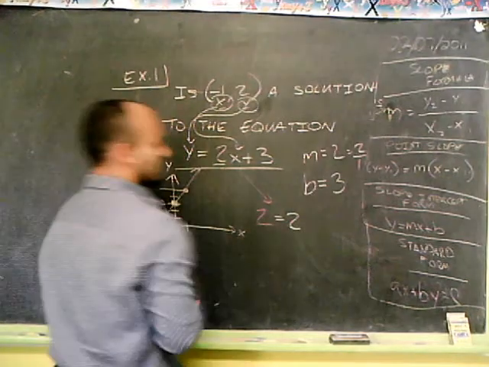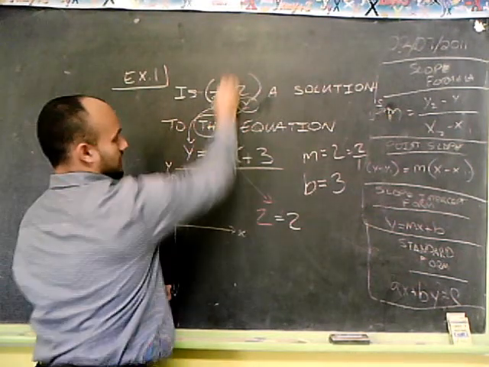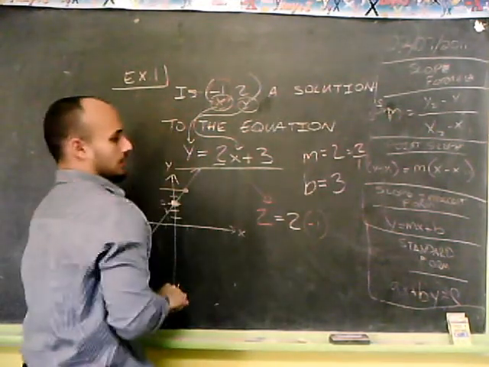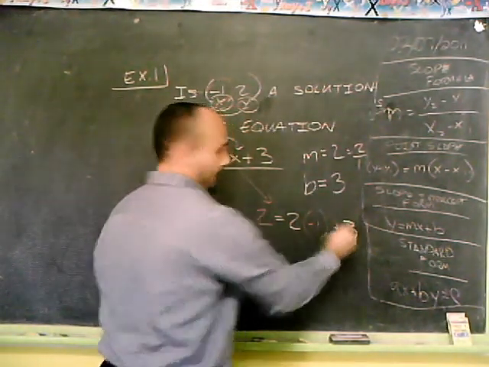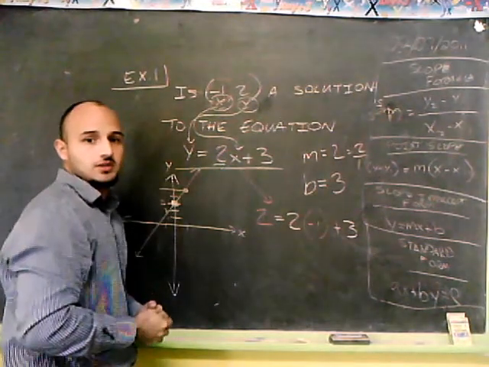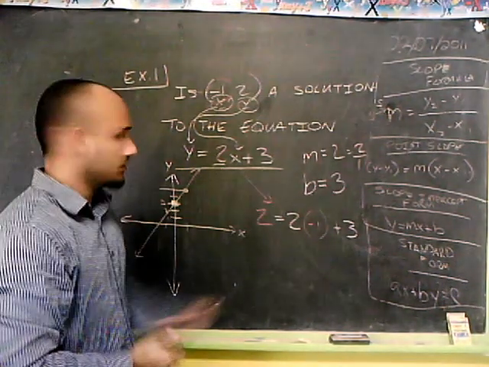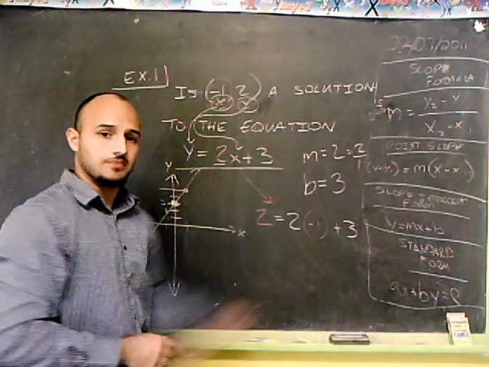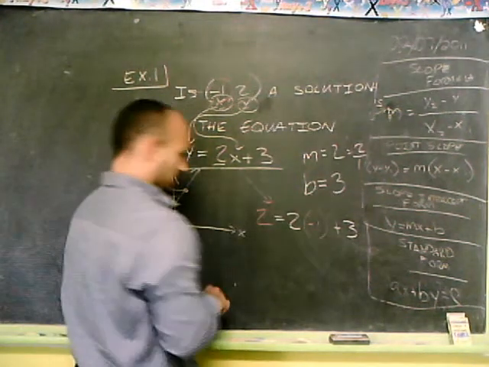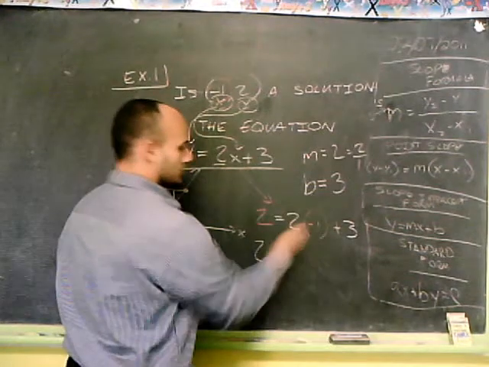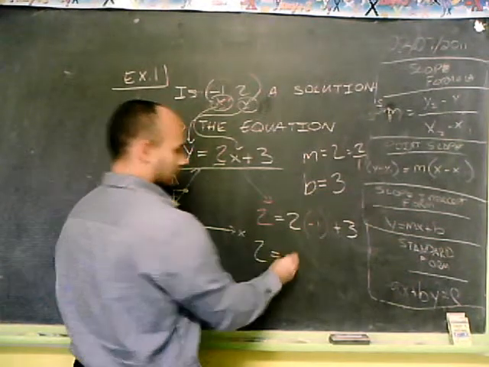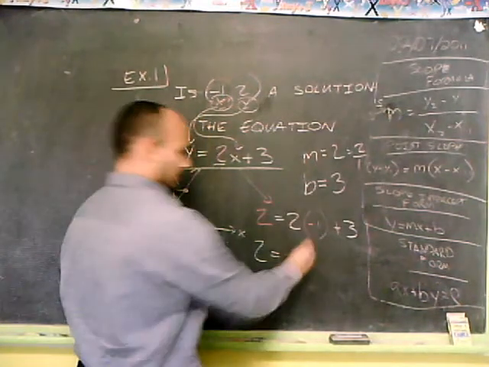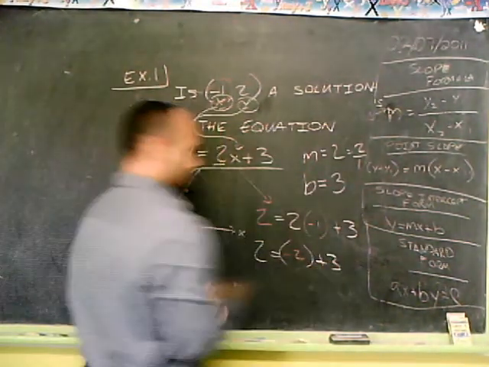2 equals 2 times x. What are we using for x? Negative 1. 2 times negative 1 plus 3 stays the same. So we have y, which is 2, equals 2 times x, which is negative 1, plus 3. All right, let's see how that works. Now we have 2 equals 2 times negative 1. 2 times negative 1 is negative 2, and a negative 2 plus 3.